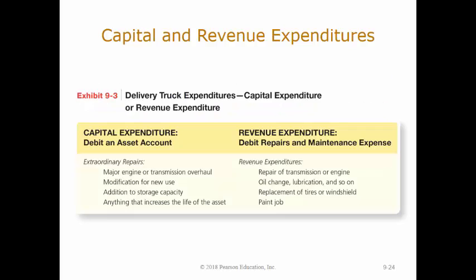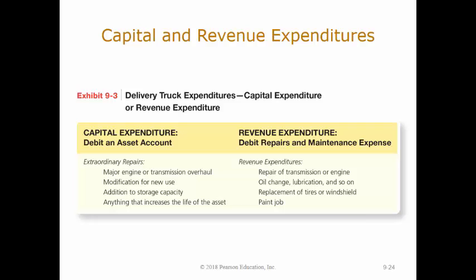Exhibit 9.3 shows A. Capital expenditures and B. Revenue expenditures for a delivery truck. Treating a capital expenditure as an expense or vice versa creates an accounting error. Suppose a business replaces the engine in a truck. This would be an extraordinary repair because it increases the truck's life. If the company expenses the cost by debiting repairs and maintenance expense rather than capitalizing it, debiting the asset, the company would be making an accounting error.